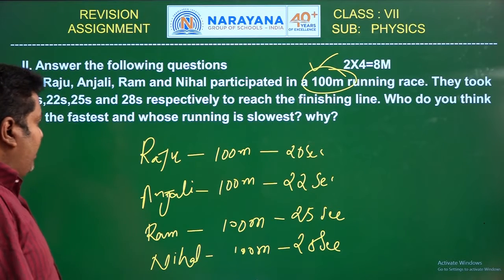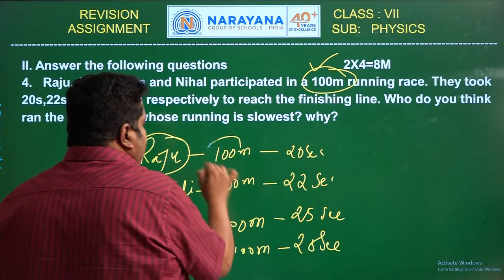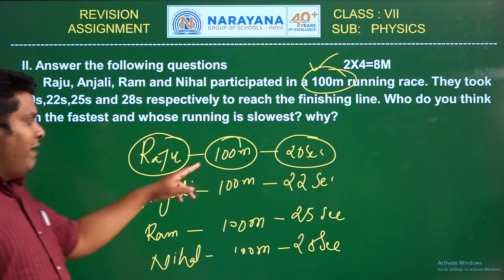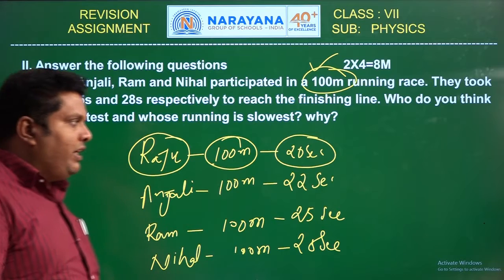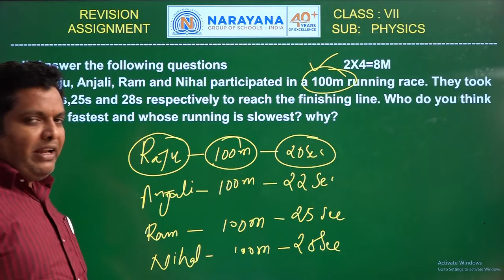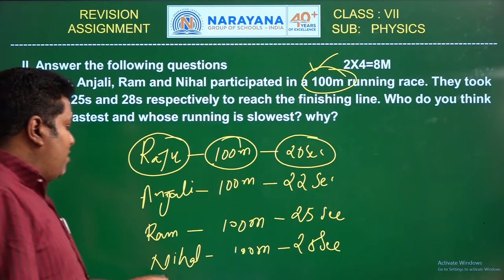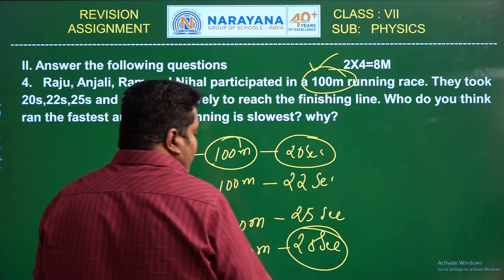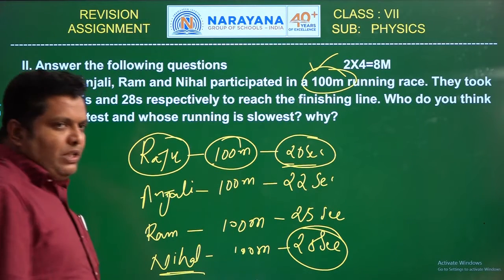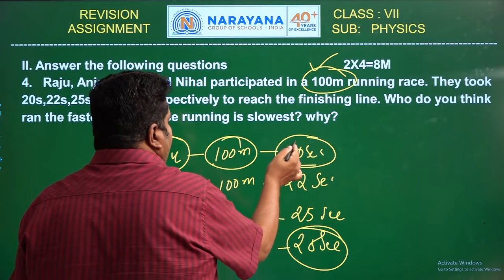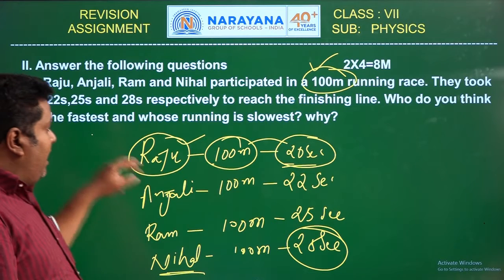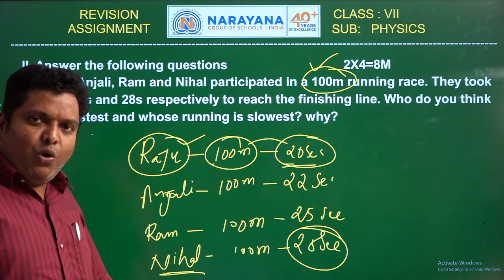Raju travels the 100 meters distance in a shorter interval of time. So Raju runs very fast and Nihal runs very slow, because the time taken by Nihal is more and the time taken by Raju is very less. Less time means Raju moves very fast, and at the same time Nihal moves very slow.